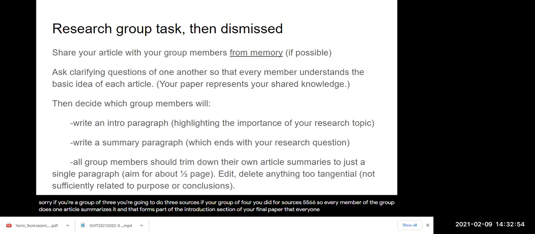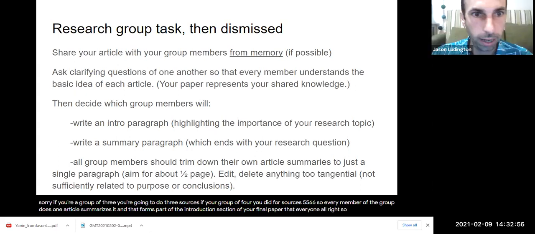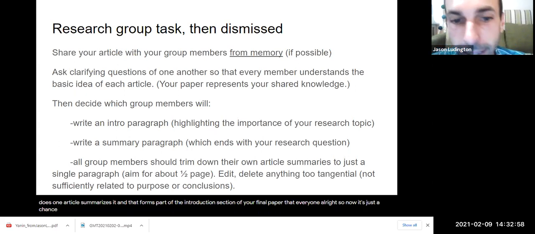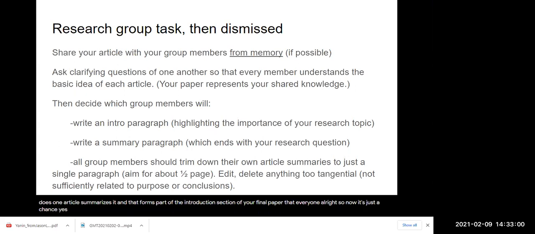Yep. All right. So now it's just a chance. Just one question. So we have to trim down our article summaries to just a single paragraph. Is there a specific part of the article that you want us to focus on, like what they tested on, or maybe the results?